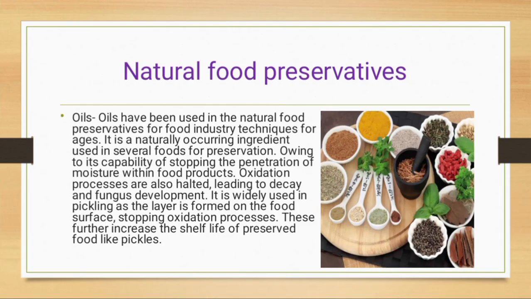Next, natural food preservatives. Oils. Oils have been used as natural food preservatives in food industry techniques. They are used in several foods for preservation, owing to their capability of stopping the penetration of moisture within the food product. Oxidation processes are also halted, preventing drying and fungus development.